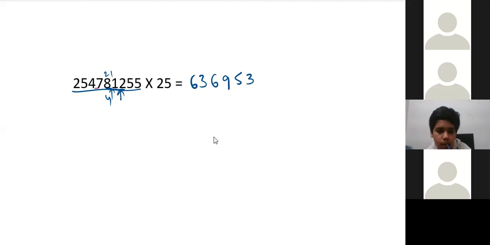And the remainder is 0, and the next one is 5. 4 ones are 4, remainder is 1, and 15. 4 threes are 12. Finally, what is the remainder? 3 is the remainder. Then the last 2 digits will be 75. Very good. Correct.